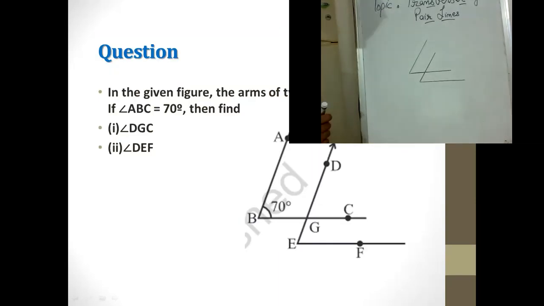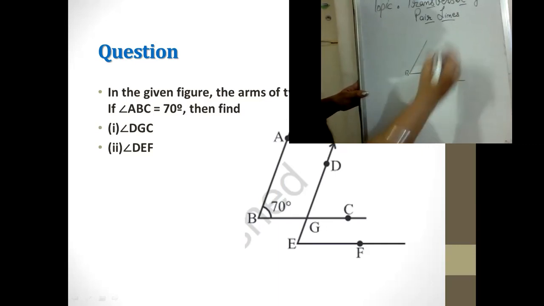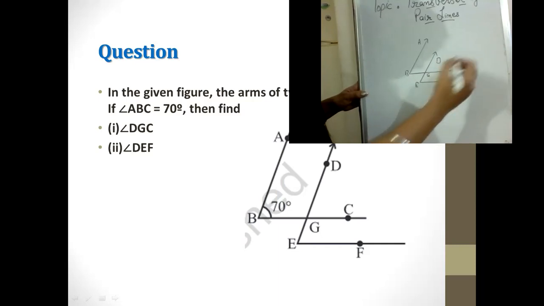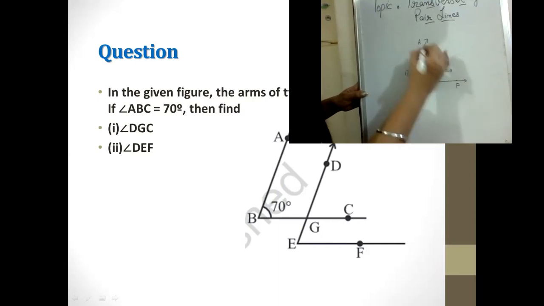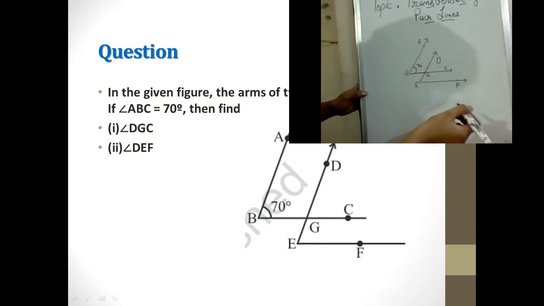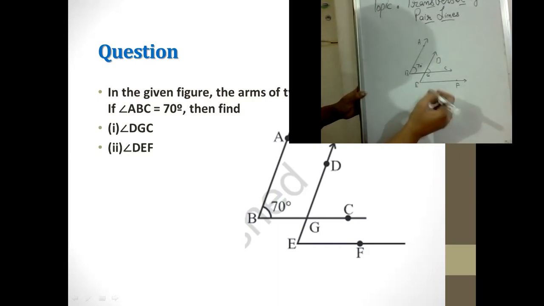So you can have an idea over here. They have said that we have to find the G is here. Now they have said that we are having an angle that is 70 degrees. We have to find D, G and C. We have to find this one. This portion. So how can we find it?